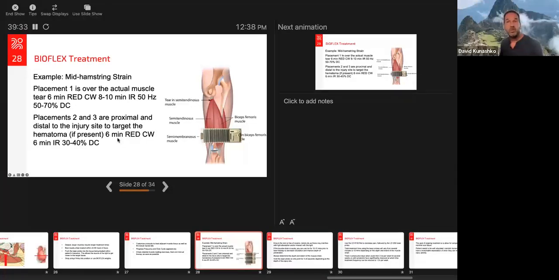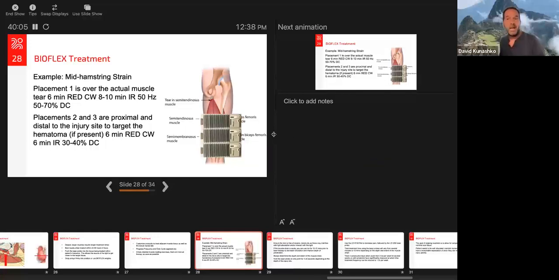Then you're going to do other placements based on the hematoma that's forming. So usually proximal and distal. And for those areas, you're not treating as deep as possible. You're treating more the pooling of blood and the bruising. So for that, you can reduce the treatment time to 6 minutes of red, continuous wave, and 6 minutes of infrared at a lower duty cycle. You don't need as much energy, so maybe 30 or 40%.